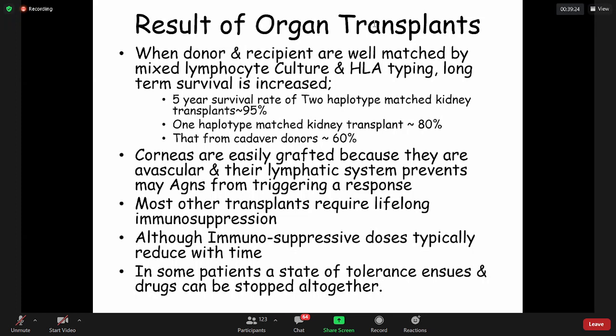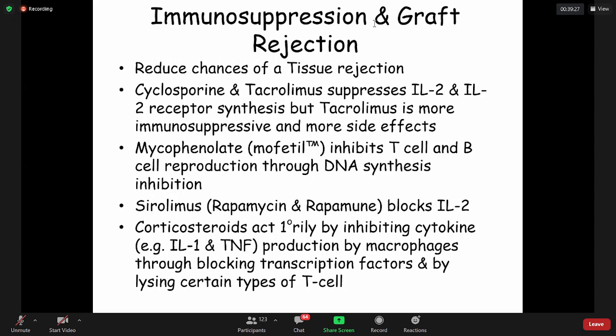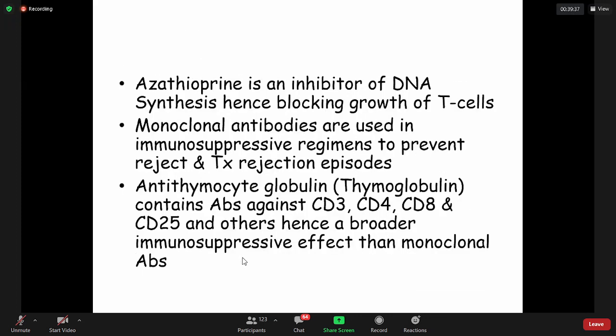We've already talked about this. You can read it a little bit in depth. There is immunology of rejection. We can give drugs like azathioprine, which inhibits DNA synthesis and therefore blocks growth of T cells.